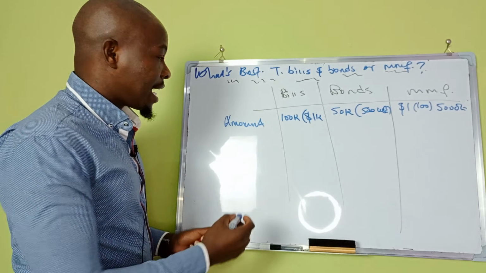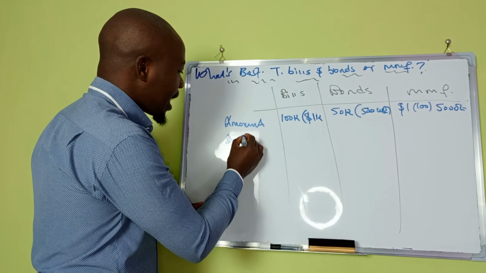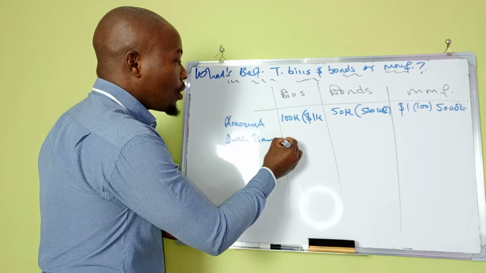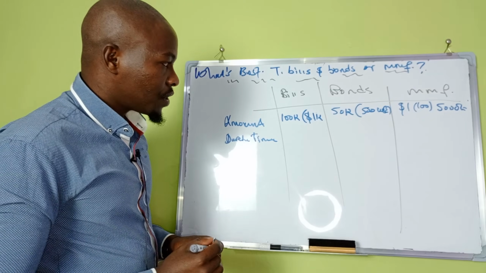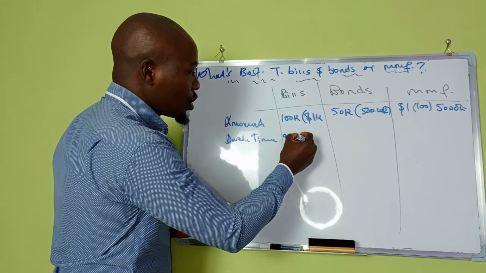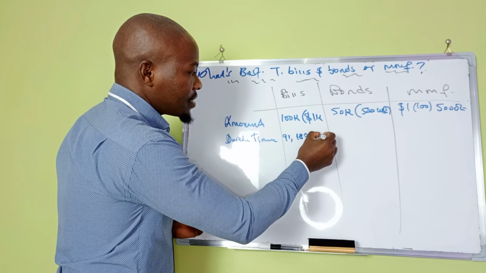The other factor is the duration, or we can call it time. This one is divided into three durations. We have the 91 days, we have 182 days, and we have 364 days.